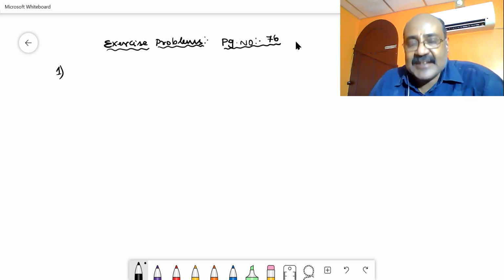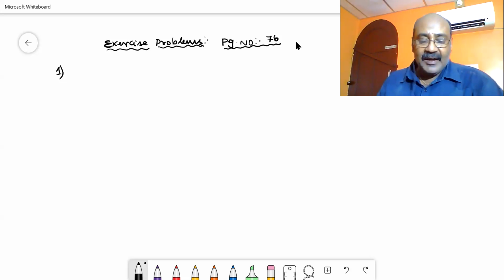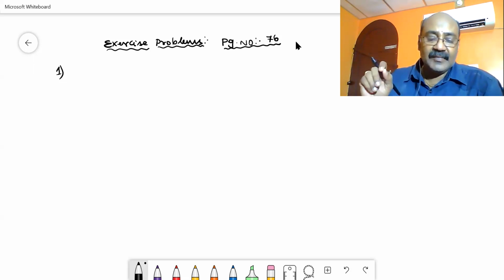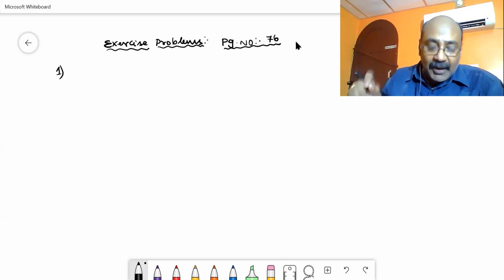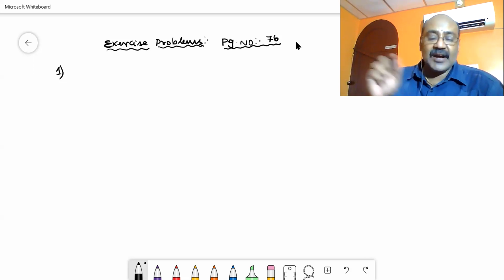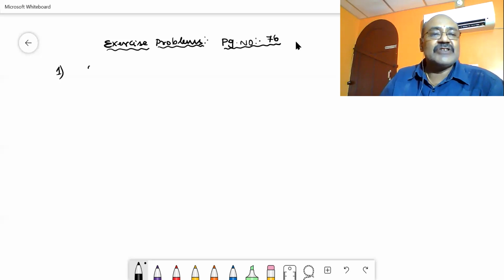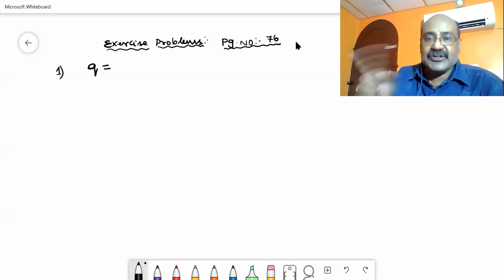In page number 76, the problem number 1 under the topic exercises. When two objects are rubbed with each other, approximately a charge of 50 nanocoulomb can be produced in each object. Calculate the number of electrons that must be transferred to produce this charge. So the charge that was developed in each of the objects is considered to be 50 nanocoulomb.